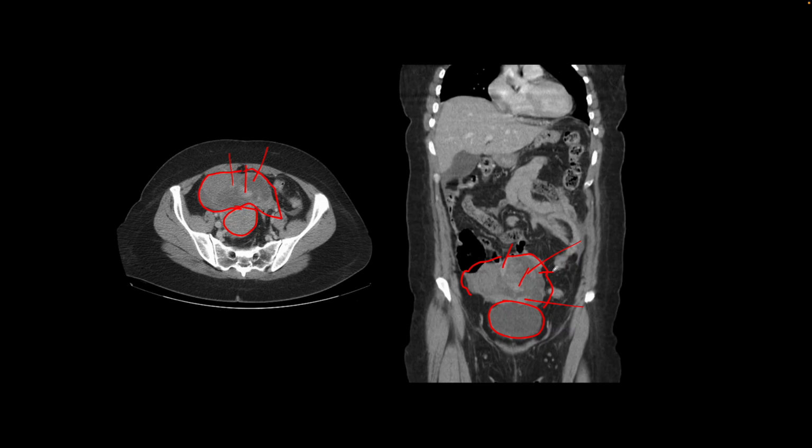And so ovarian torsion can give rise to or lead to hemorrhage, and that can look like this. This patient was taken to the OR and they found ovarian torsion and hemorrhage.